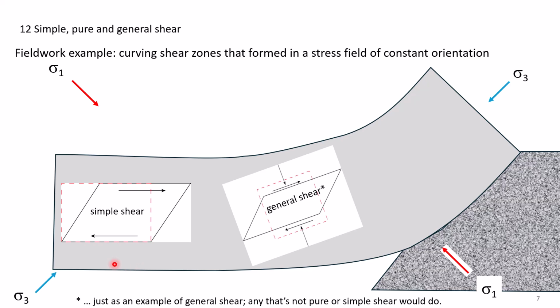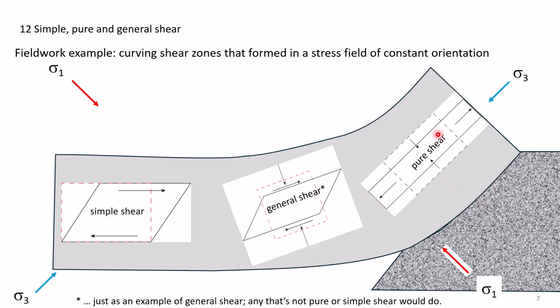If we approach the bend, the shear zone boundaries are no longer in the simple shear orientation, but they are also not perpendicular to sigma 1. In this part of the shear zone, the deformation would be accommodated by general shear. In this part of the shear zone, we find that the shear zone boundaries are now perpendicular to sigma 1 and parallel to sigma 3. This part of the shear zone would be exposed to pure shear deformation.